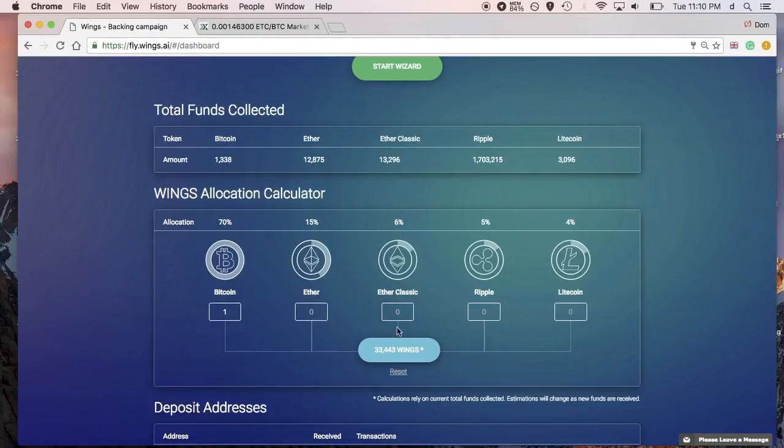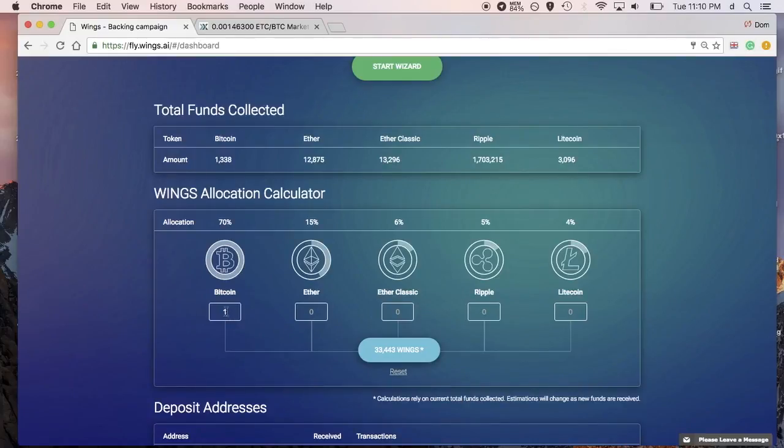So if there are more funds collected, donated in the next, let's say 2 weeks that the crowd fund is going on for, that estimation number will change. But for now, it'll at least give you that number for which one is the optimum one that you might want to put in, so that you can maximize the allocation of Wings that you have.